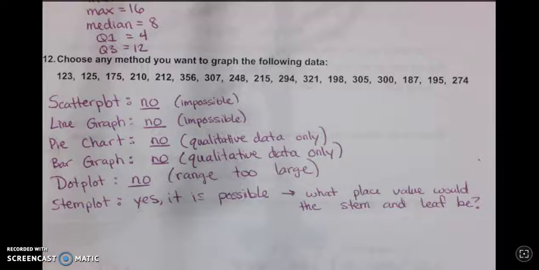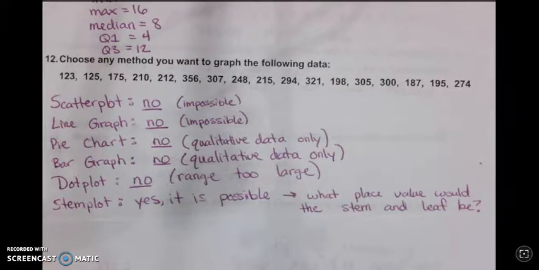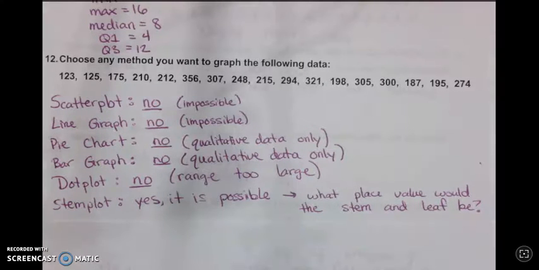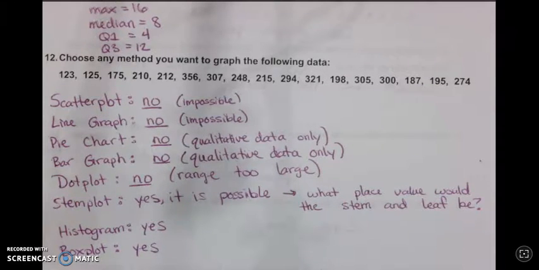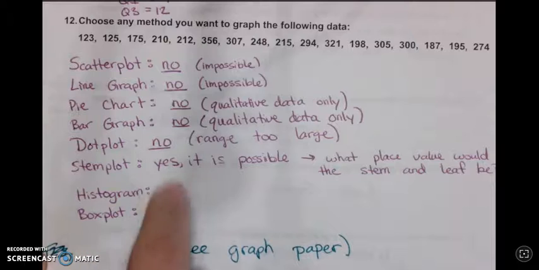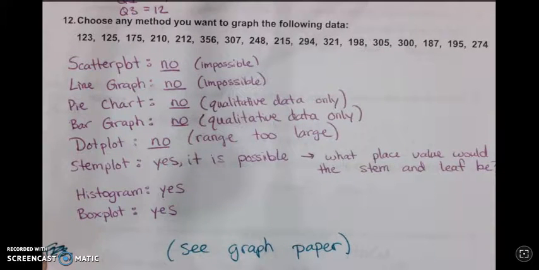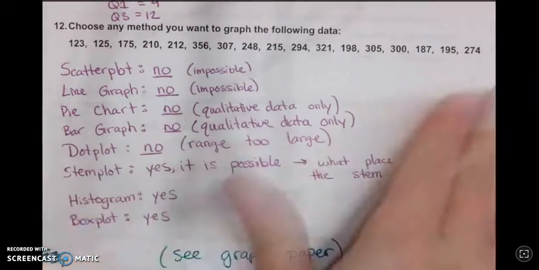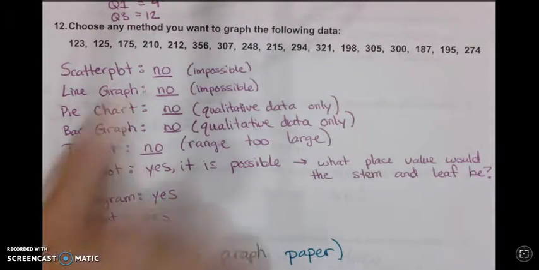A stem plot. Yes, you can do a stem plot. Just think about it though. What would the place value be for the stem and the leaf? On the left side, would the place value be tens? Would it be hundreds? But you can do it, and I'll show you an example of how you can do the stem plot. Next I have histogram and box plot, and those are both good methods to use. So on my graph paper, I'm going to show you how to use these 3 methods, what they would look like, and because these other ones would not work for this large data range. It's a really large range with large numbers, so these ones would not work.